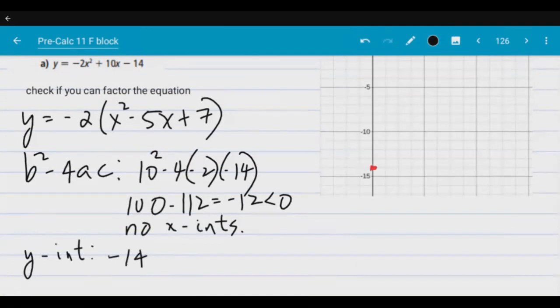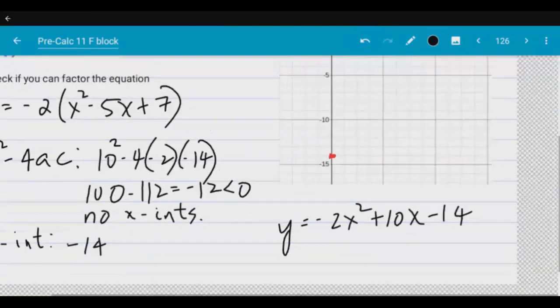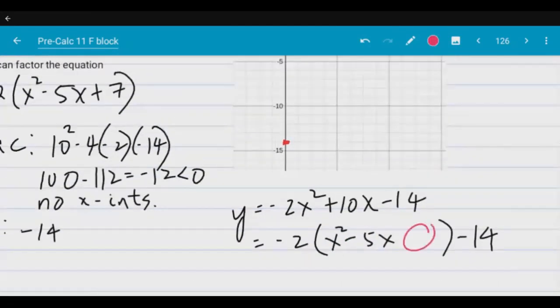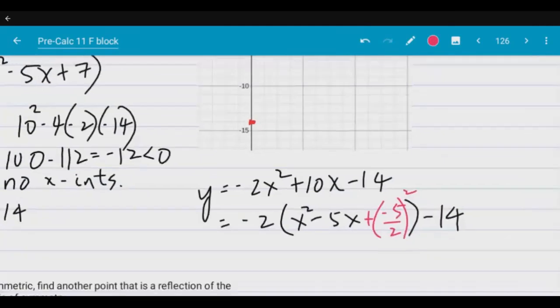Now let's turn this into completing the square. So this one, y equals -2x squared plus 10x minus 14. It becomes -2. I factor out the -2 from the first two terms only. That would be x squared minus 5x, and then minus 14 comes out here. What is it that we need to add here to make it a perfect square? That means it's going to be the middle term divided by 2 squared. Now, guys, whatever we add, we subtract.